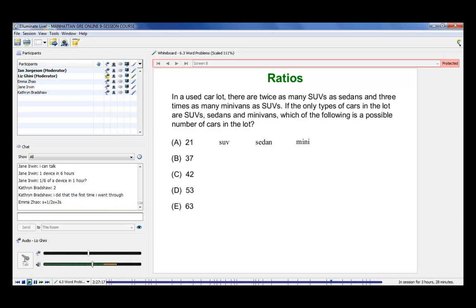There are twice as many SUVs as sedans. Okay. So formula, but okay, so Emma, you're saying S plus 1 divided by 2S plus 3S. Okay, but let's not start with the formula. Let's start with the translation. Okay? The key is the translation. All right? So first let's just translate it. Twice as many SUVs as sedans. How could you put that in a table? Twice as many SUVs as sedans.